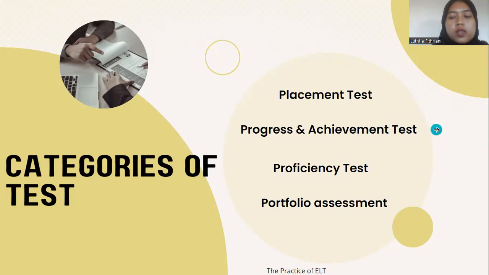Progress test and achievement test are different. Progress test is similar to formative assessment, while achievement test is similar to summative assessment. The third is proficiency test. Proficiency test is a test that has a purpose to know about the student's language competence. For example, TOEFL test or IELTS test.